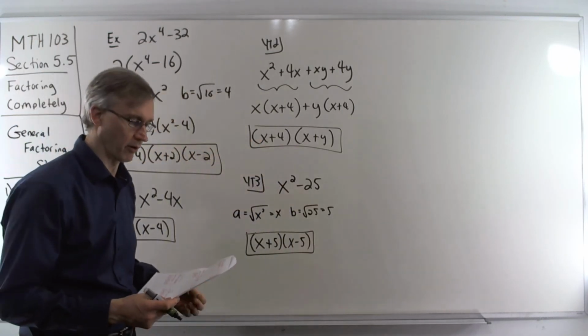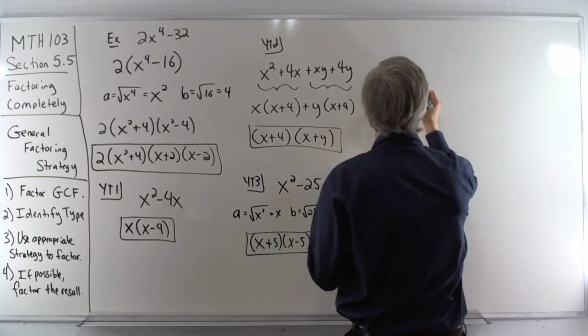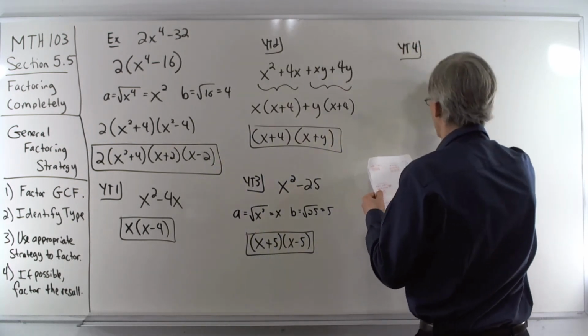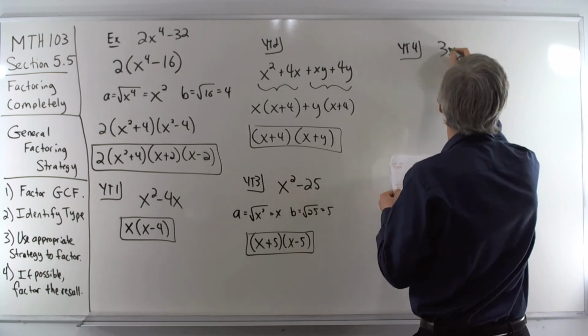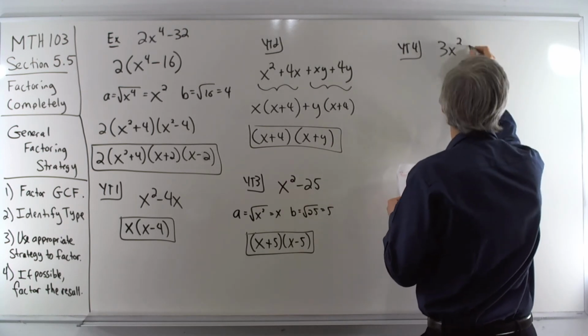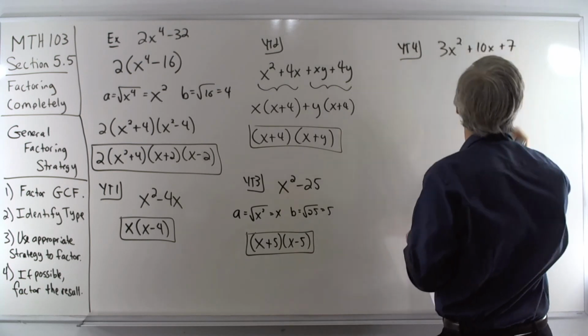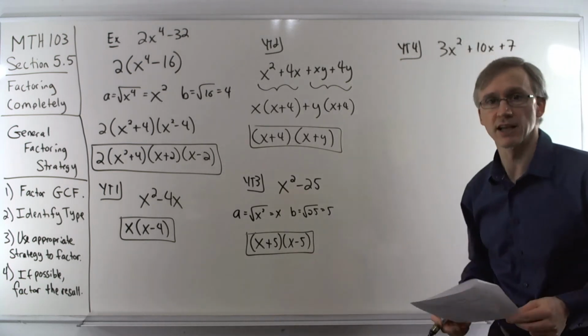Your turn number 4. 3x squared plus 10x plus 7.